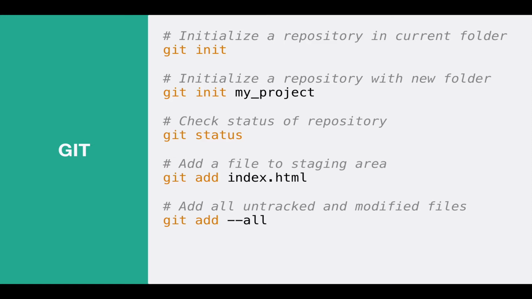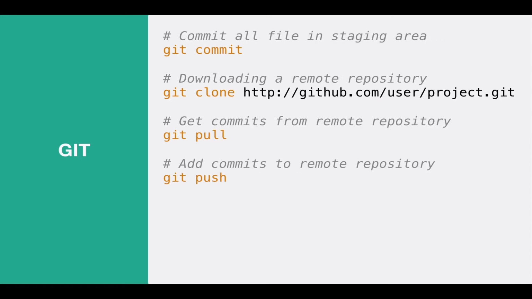Once we decide that we want to commit a file, we can add it to the staging area. So we use git add, and then we'll provide it with the file name that we want to push to the staging area. If you want to push all untracked or modified files, you can use --all. Okay, we're going to be going through all of these commands today. There are some more. So once we have our files in the staging area, we'll commit them with git commit.